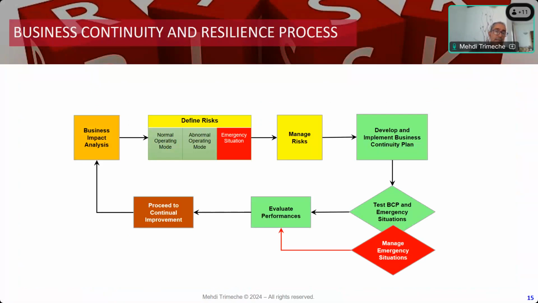Then same thing, we make the evaluation, and we proceed to continual improvement. So to update the business impact analysis, to update the risk registers and mitigation plans, and to enhance the business continuity plan. And this is the main process for continuity and resilience. So as you can see, this is the business continuity process, and this is the resilience process, which is part of the business continuity process.